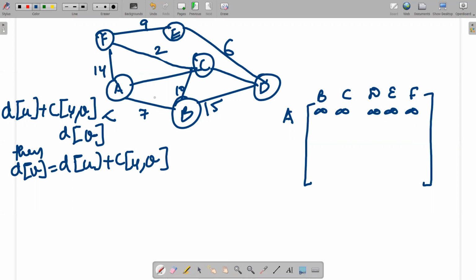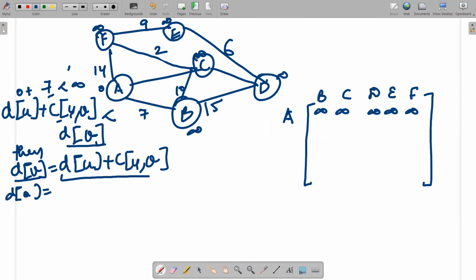Over here, there is no distance from A to A, so that is infinite. If I have to find the distance from A to B, there is a direct path. So I will put A as 0, and from A to B it takes a cost of 7. Initially I have allocated infinity to all the vertices. So I compare 0 plus 7 is less than d of v, which is infinity. So 7 is less than infinity, and d of v would be 7. It means if there is a direct edge, we give the value as 7. So 7 is a direct value that we have finalized.